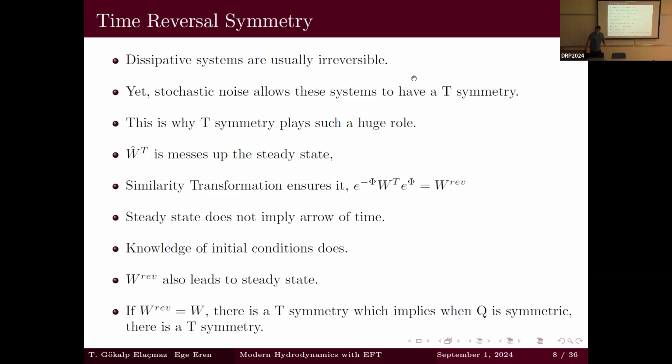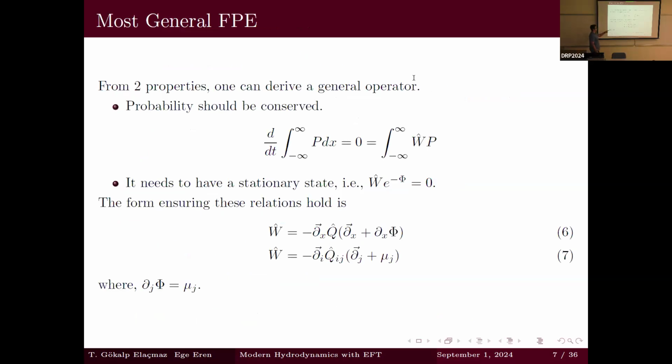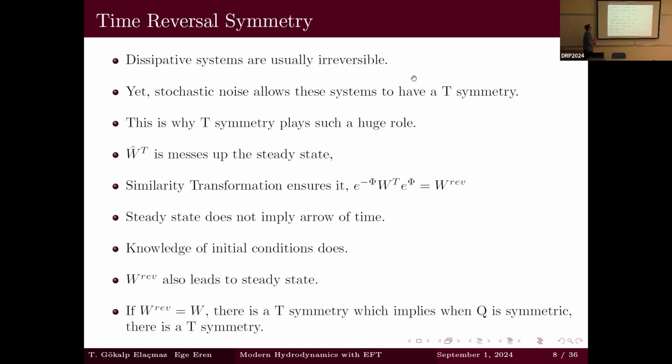And normally, the constructed W operator messes up the steady state when you transpose it. But if we apply a similarity transformation, which I won't get into, but it's nice, you get a W reversed, which preserves the steady state. So the knowledge of a steady state existing does not imply an arrow of time, which is important because you tend to assume it that way. But what gives us the information about the time arrow is the initial conditions.